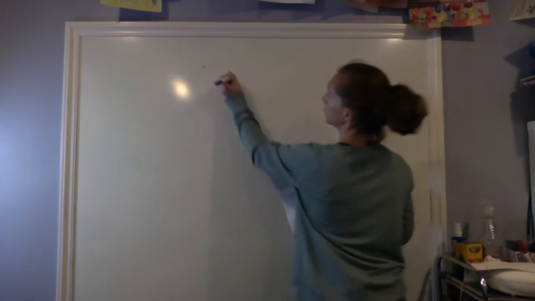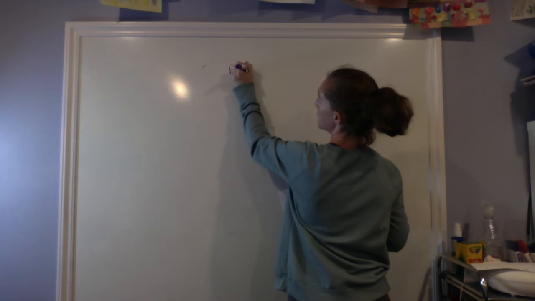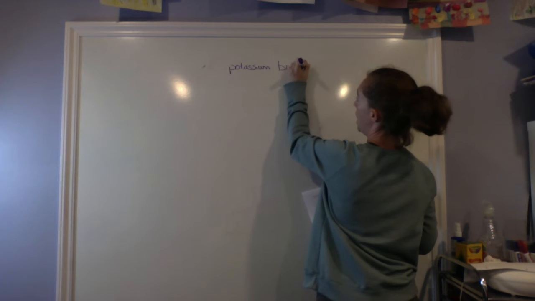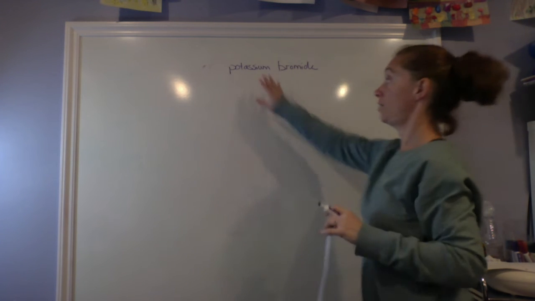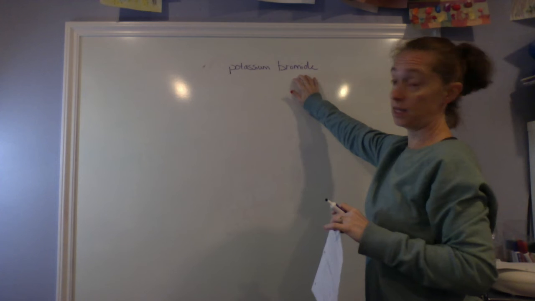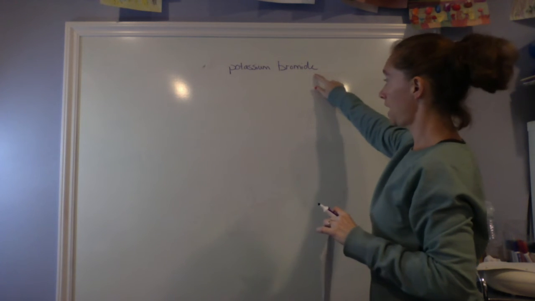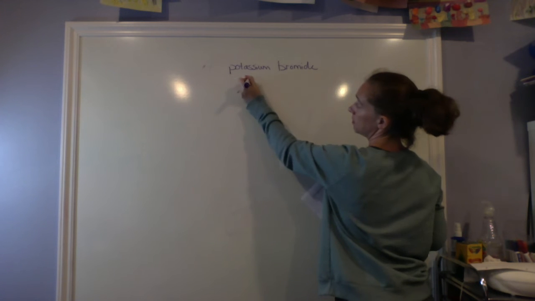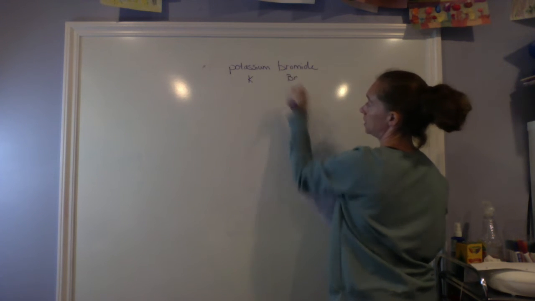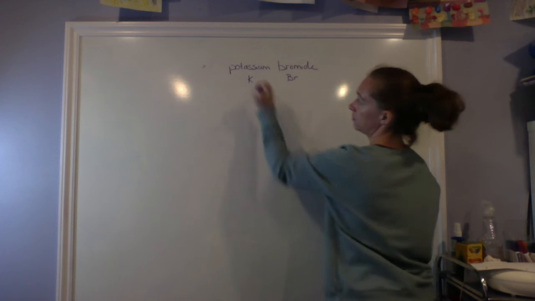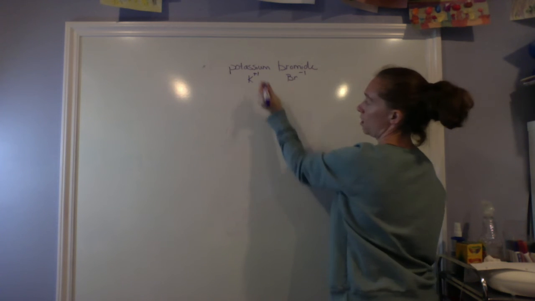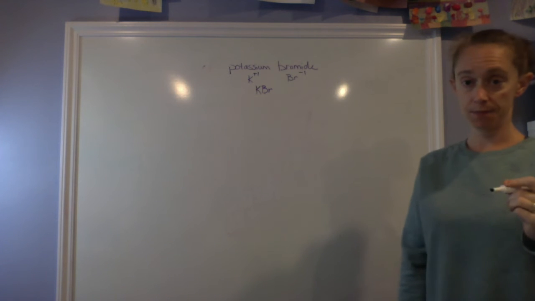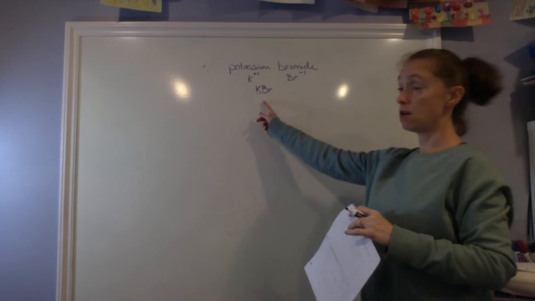Potassium bromide. So we're dealing with potassium and bromine. This "ide", you should be able to see that this is ionic. Potassium is K, bromine is Br, potassium is a +1, bromine is a -1, you crisscross, we're dealing with KBr. Now I've just named it. That's good. We know it's ionic.